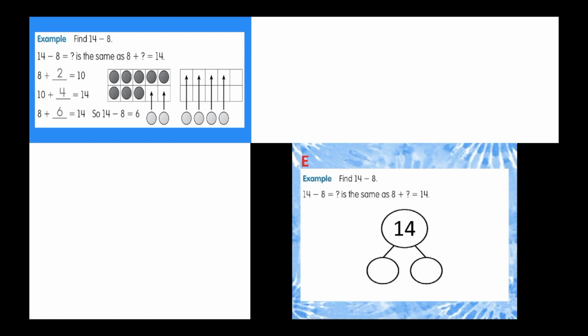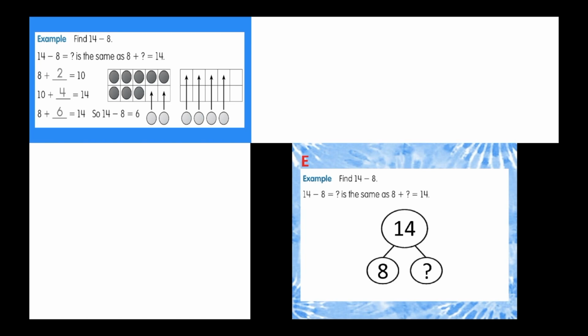We know that in the subtraction sentence 14 minus 8, since 14 comes before the subtraction sign, that is the whole. So we can put that in the whole place in the number bond. We also know that in the subtraction sentence 14 minus 8, since 8 comes after the subtraction sign, that is the part that we know. So we can fill that in our number bond as well.